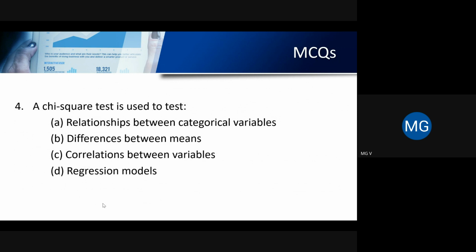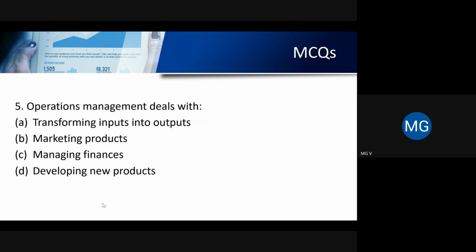A chi-square test is used to test relationships between categorical variables, differences between means, correlations between variables, or regression models. Relationship between categorical variables. Very right, sir. Operations management deals with transforming inputs into outputs, marketing products, managing finances, or developing new products. It is option A, transforming inputs into outputs.